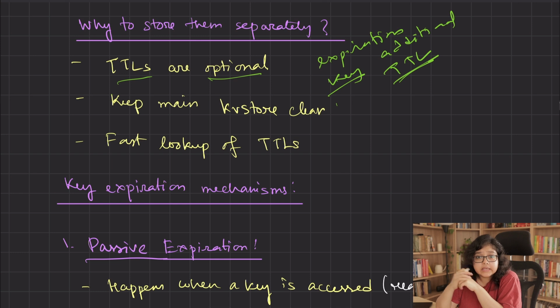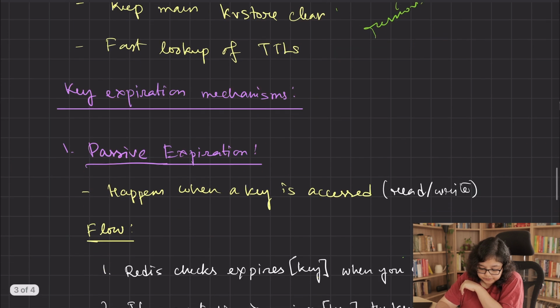A Redis key is considered to be logically expired if the TTL has ended. But it may not be removed immediately from Redis. But eventually Redis has to remove the expired keys to reclaim the memory space. Here come the two strategies that we are going to discuss today. The first one is passive key expiration.